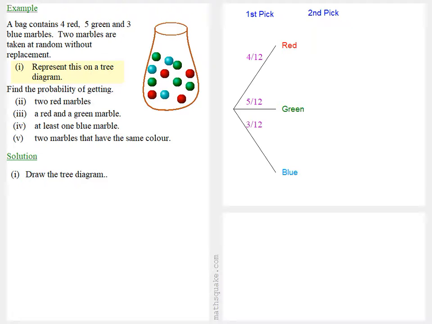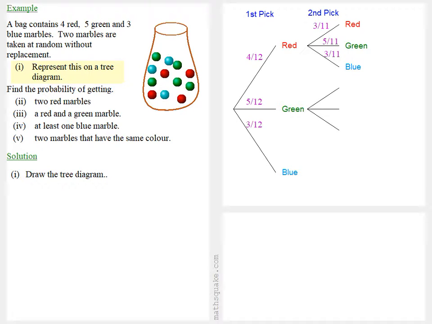Now, for the second pick, if we've already chosen a red, there are 3 options: red, green or blue. There are only 3 reds left and 11 marbles in the bag, so the probability of picking a second red is 3 over 11. There are 5 green marbles left out of 11, so the probability of picking a green is 5 out of 11, and the probability of picking a blue is 3 out of 11.